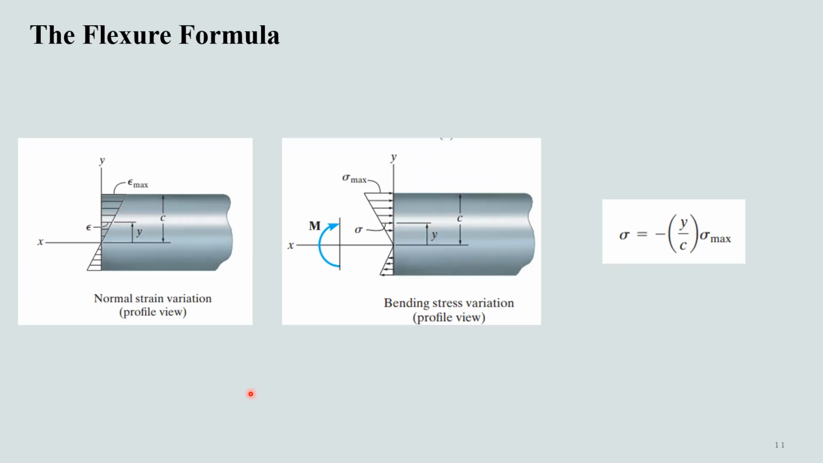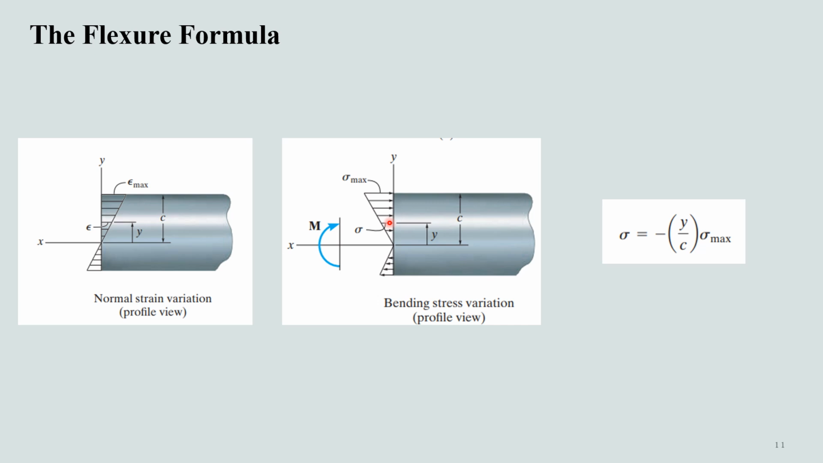Now we will develop an equation that relates the stress distribution in a beam to the internal resultant bending moment acting on the beam's cross section. To do this, we will assume that the material behaves in a linear elastic manner and therefore a linear variation of normal strain must then be a result of a linear variation in normal stress.